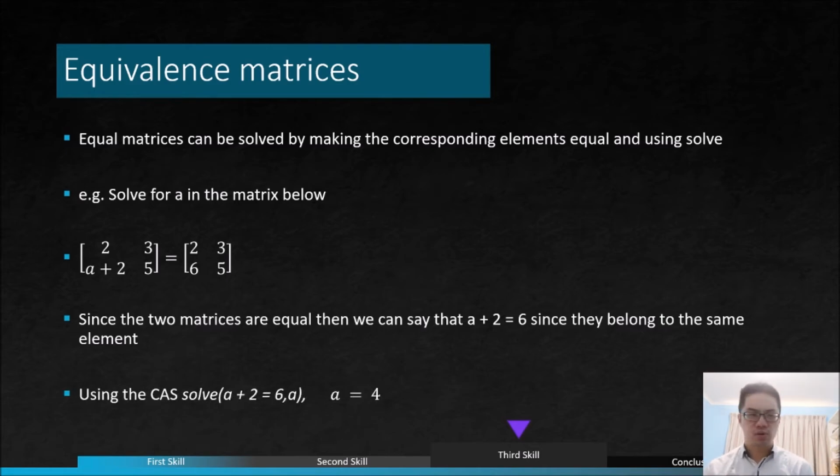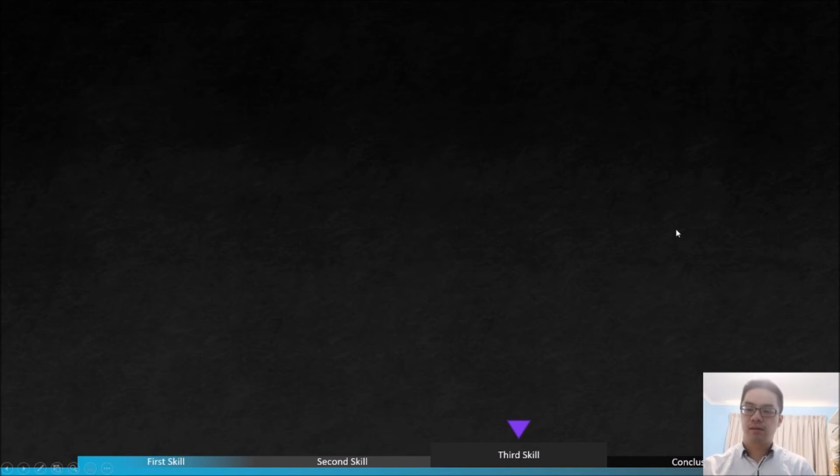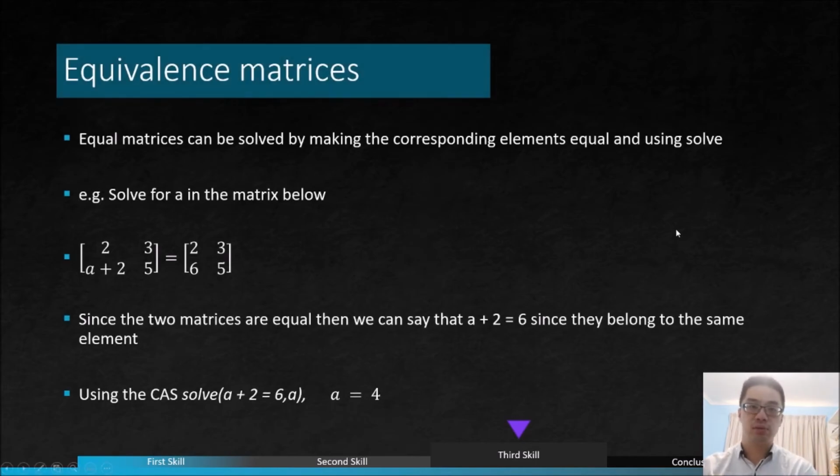If your algebra is not too great, you can use the solve function on your CAS. Solve function is menu 3.1. So you just need to type solve A plus 2 equals 6, comma A. No need for the comma at the end of it. And the answer is A equals 4.